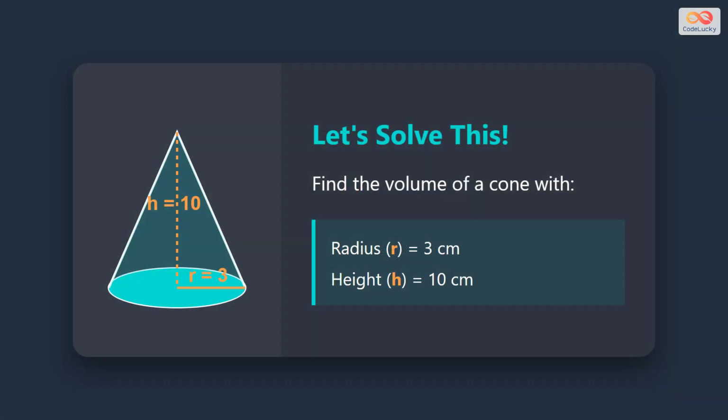Let us try a practice problem. Suppose we have a cone with a radius of 3 centimeters and a height of 10 centimeters. We need to find the volume. We have our radius, r equals 3, and our height, h equals 10.